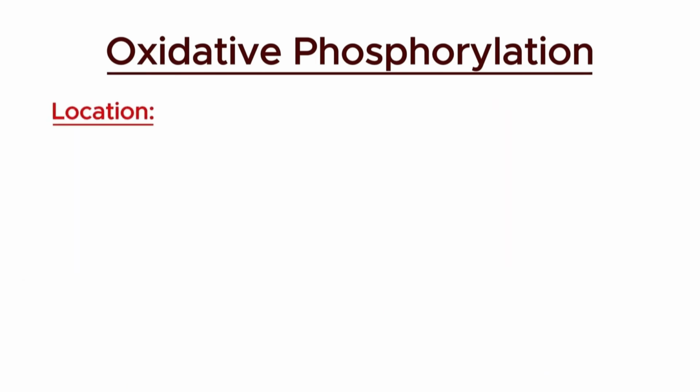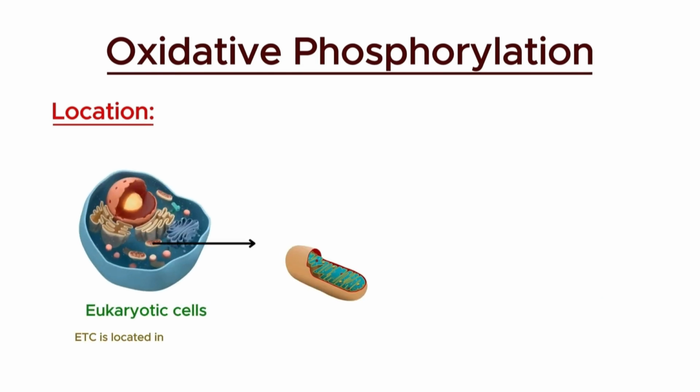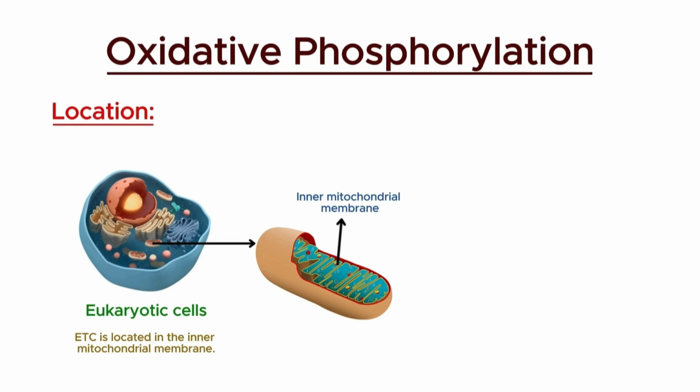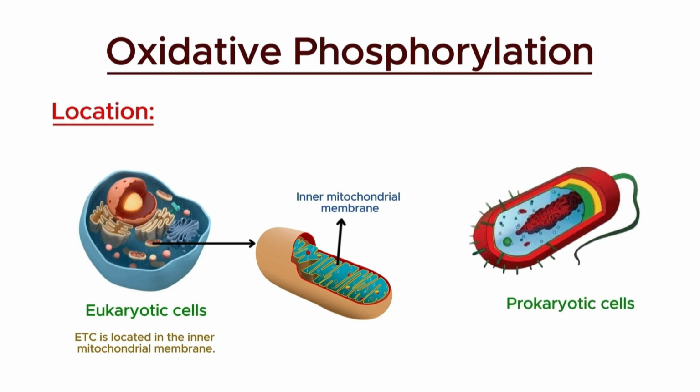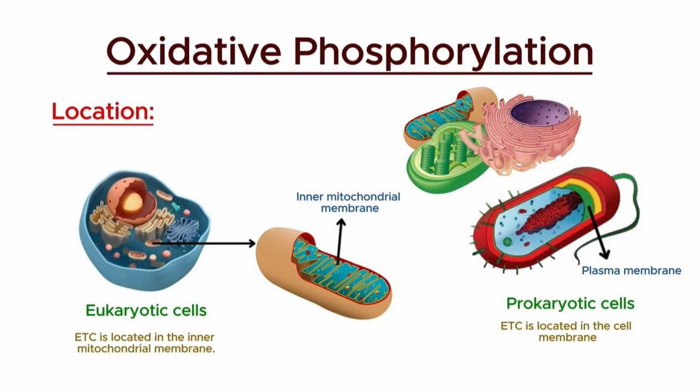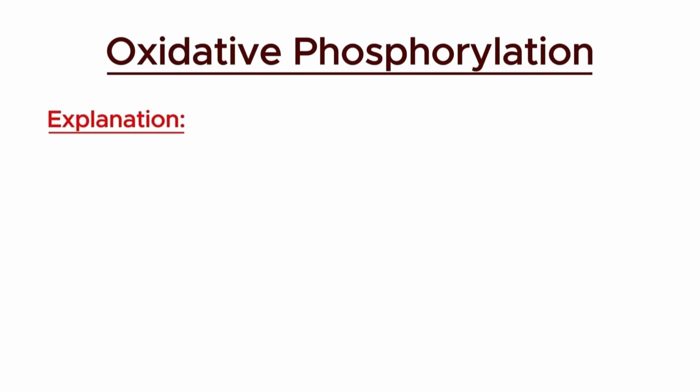Now let's have a look where this process is occurring in the cell. In eukaryotic cells, the electron transport chain is located in the inner mitochondrial membrane. In prokaryotic cells, such as bacteria, it is located in the plasma membrane. Prokaryotic cells, unlike eukaryotic cells, lack internal membrane-bound organelles, therefore, their electron transport chain is located in the plasma membrane.